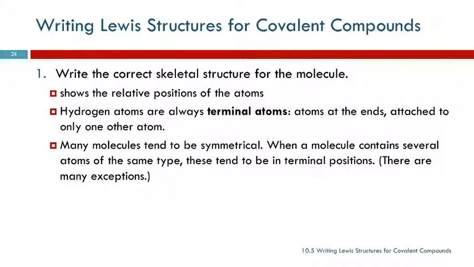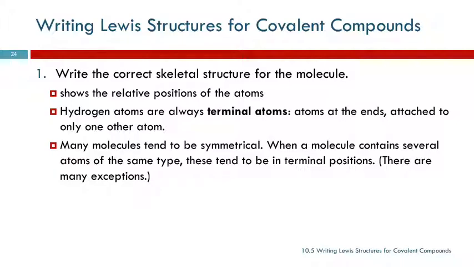The first step is to write the correct skeletal structure, and that means figure out what atoms you have and how they're connected to each other. So this is just going to show relative positions. And this can be a little tricky because there's some more advanced stuff that we're not going to talk about that would enable you to predict how they arrange themselves, but we don't want to go there because we don't need to.